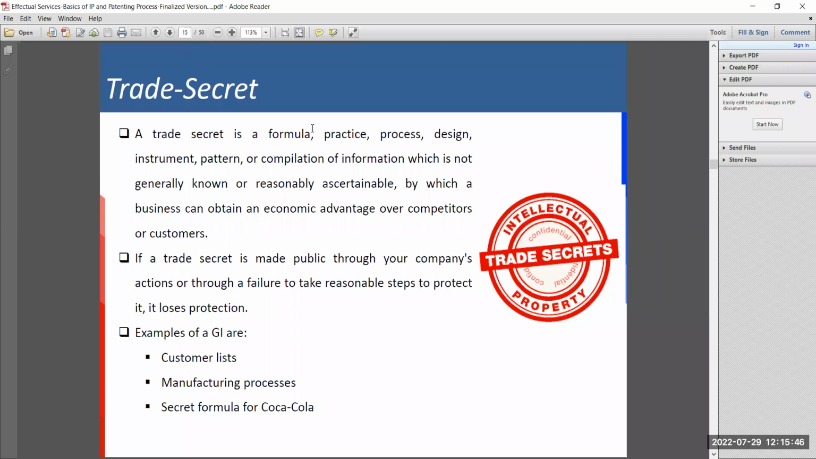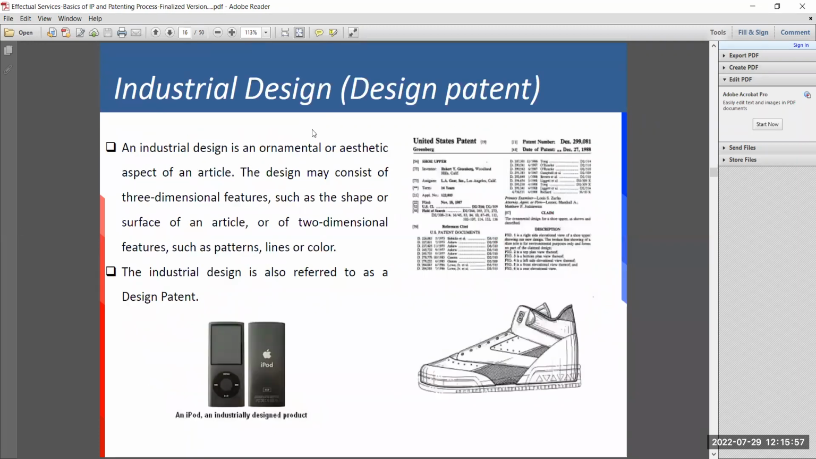Trade secret. I think everyone is aware of the Coca-Cola example, that they have a trade secret, and such trade secrets are protected under this IP category. Industrial design, like the design of a shoe. Most of the manufacturers of sports shoes protect their designs under this.